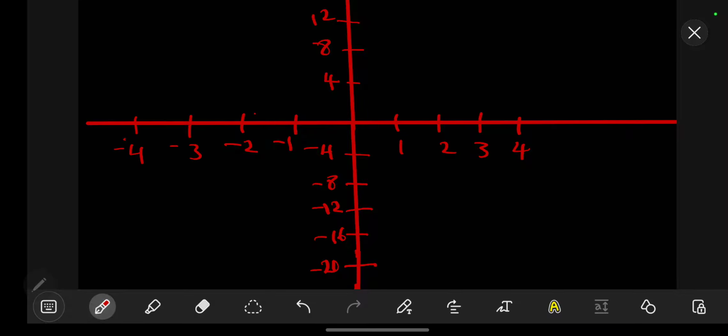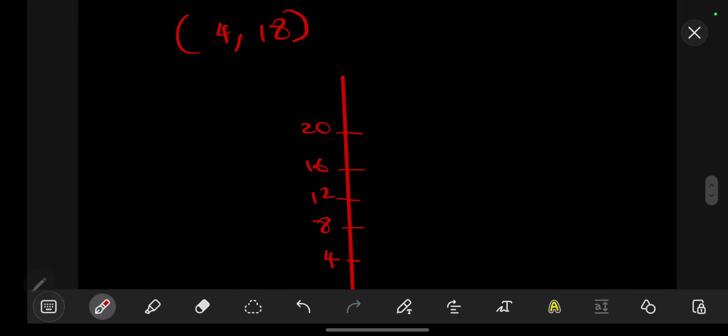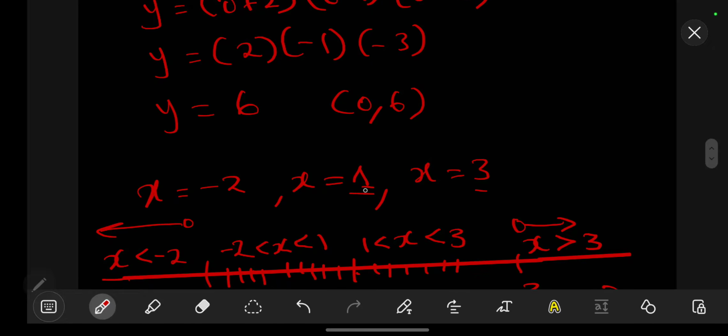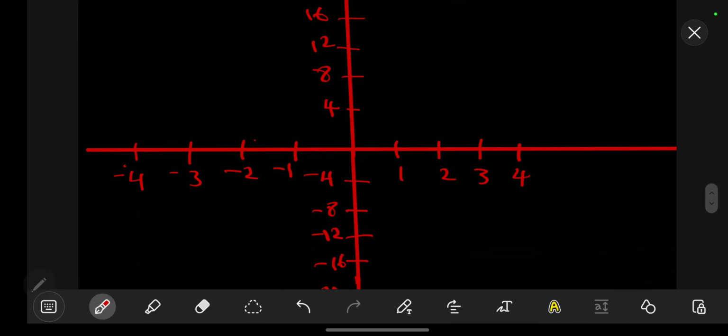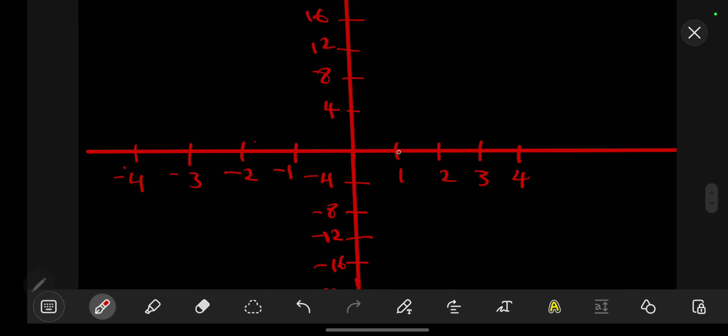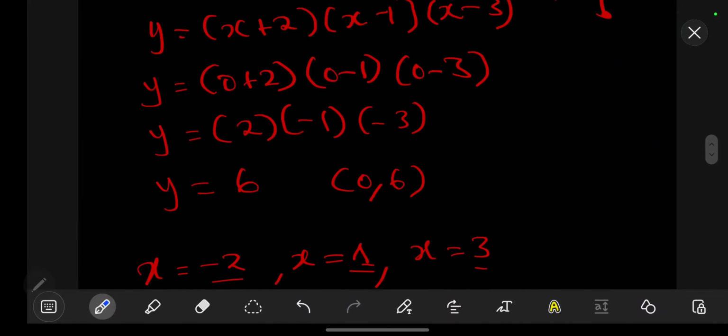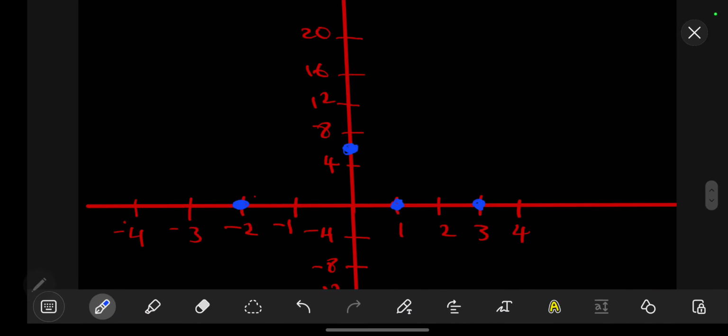So now we can put in our intercepts. If you remember, our x-intercepts were found to be 1, 3, and negative 2. So we have positive 1, positive 3, and a negative 2. This is where the graph passes the x-axis. Then the y-intercept was found to be positive 6. When we did our calculation here, we found it to be 6. So we put it there.